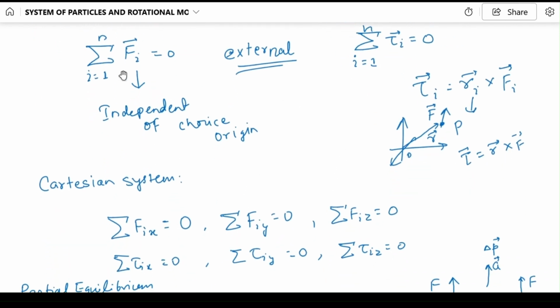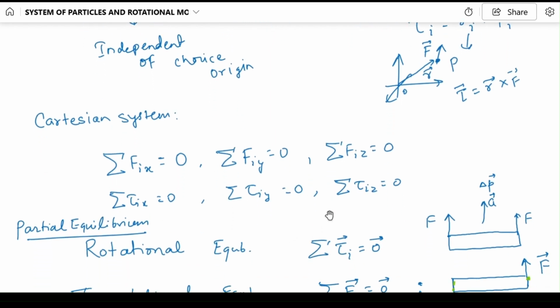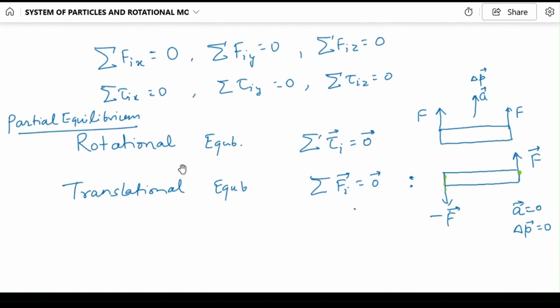So these two equations are vector equations. We can resolve the net force into its three components along the three axes, as well as we can resolve the net torque into three components, and then we can get scalar equations, which are easier to solve. Now, we also discussed partial equilibrium. So there may be a body in rotational equilibrium only or translational equilibrium only. And here we have two different situations elaborating these two things.